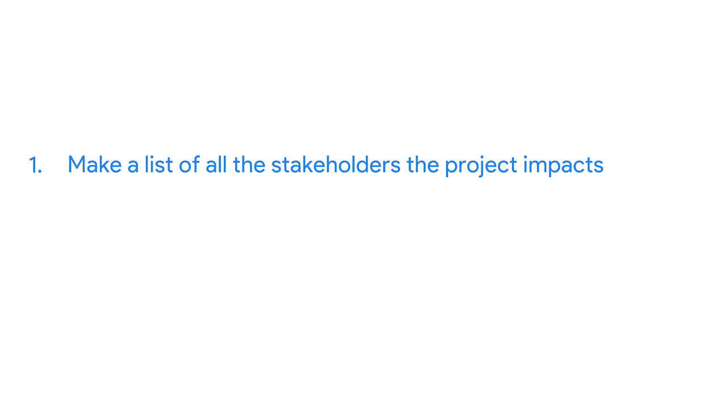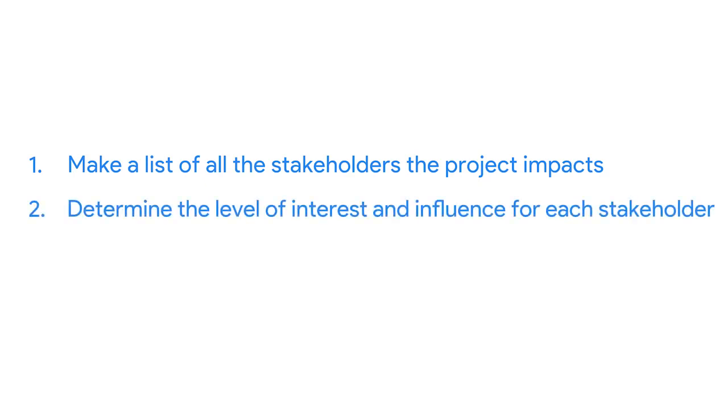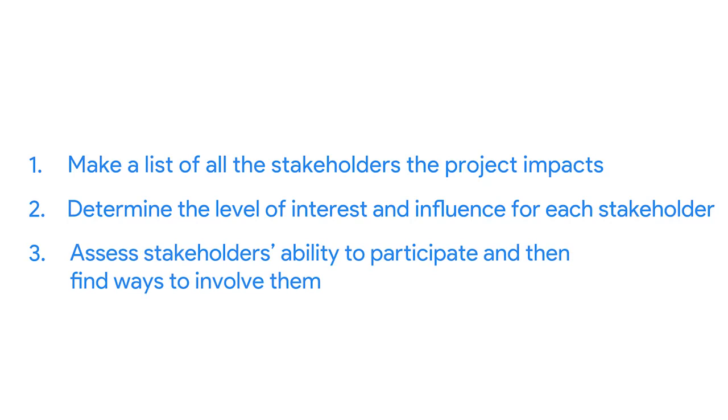There are 3 key steps to kicking off a stakeholder analysis. First, make a list of all the stakeholders that the project impacts. Then, determine the level of interest and influence for each stakeholder. And finally, assess their ability to participate and find ways to involve them. In the second step, we talk about influence and interest. What do those terms mean here?